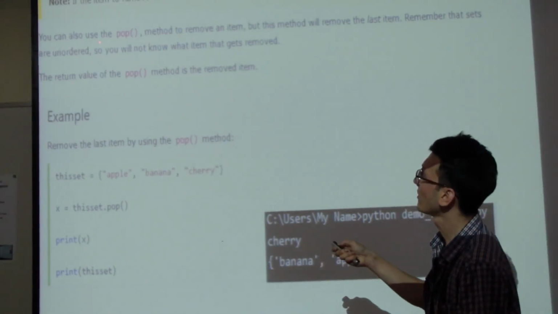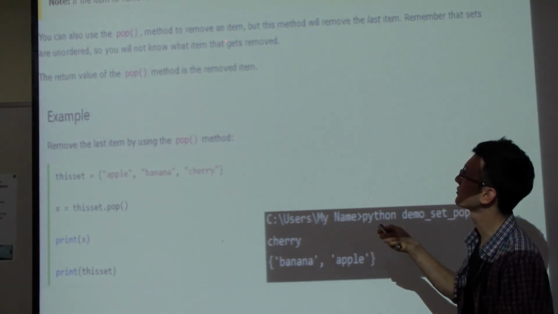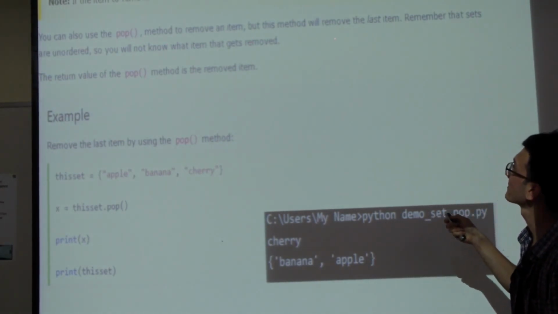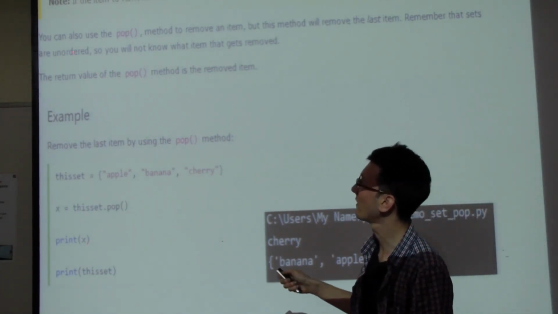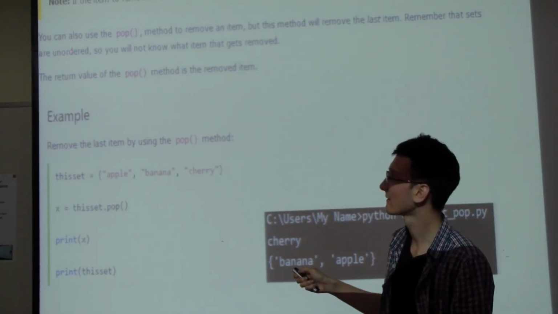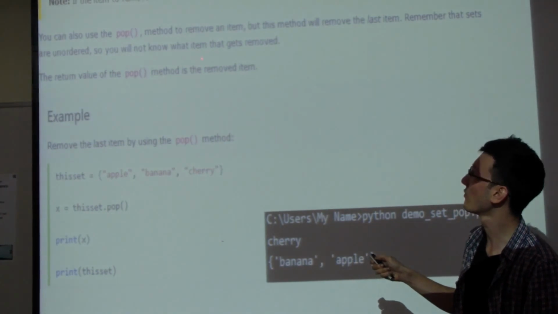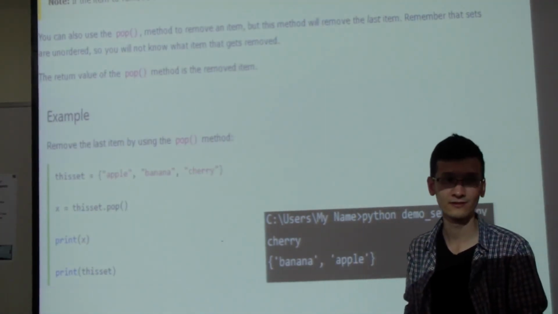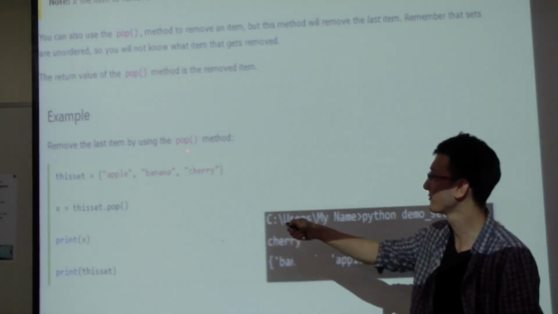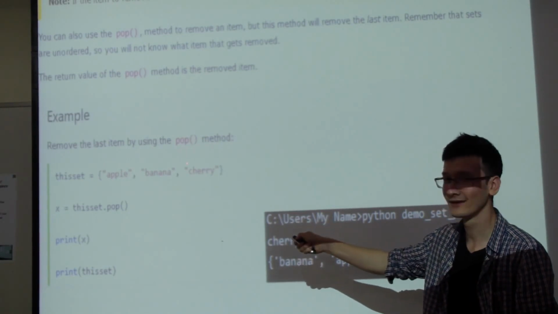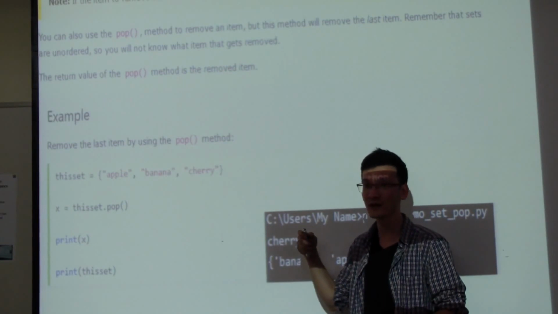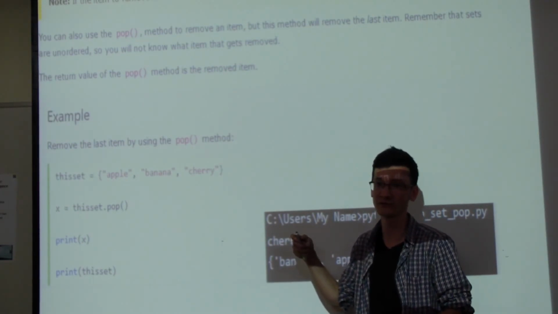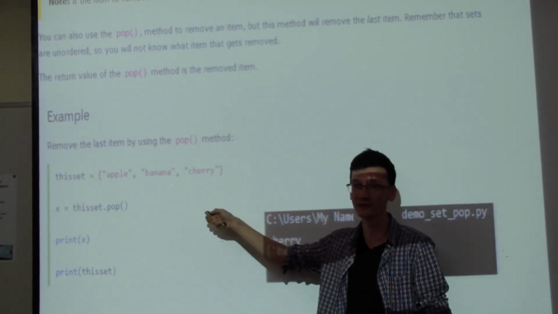You can also use the pop method to remove an item, but this method will remove the last item. Remember that sets are unordered. So you will not know which item gets removed. So if you use the pop function, you don't know which value will be removed because they are unordered.